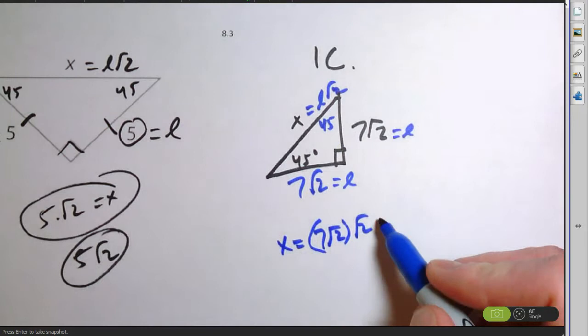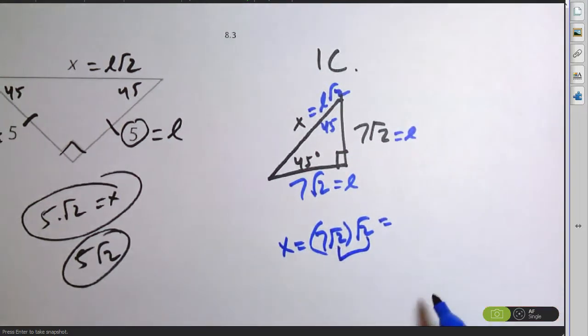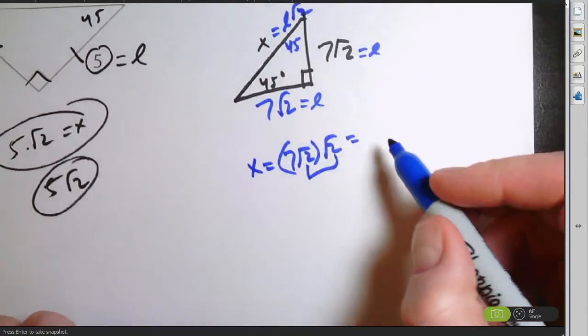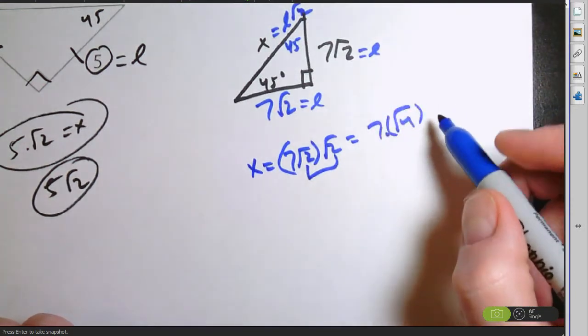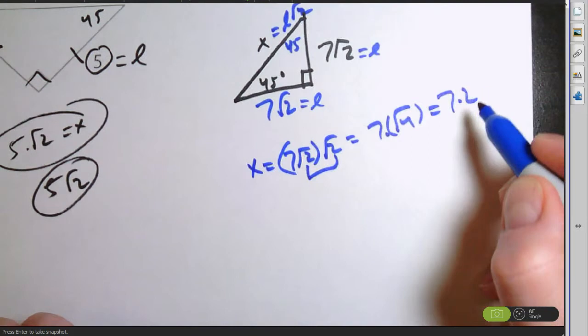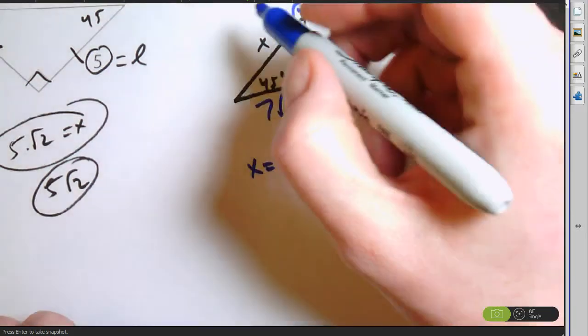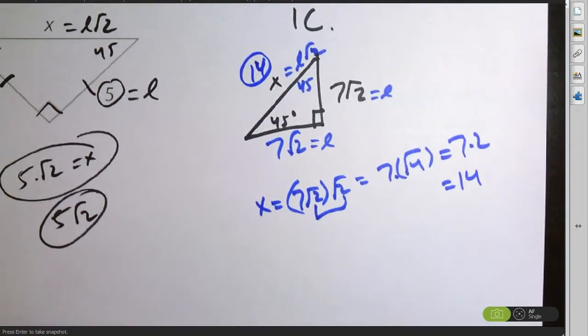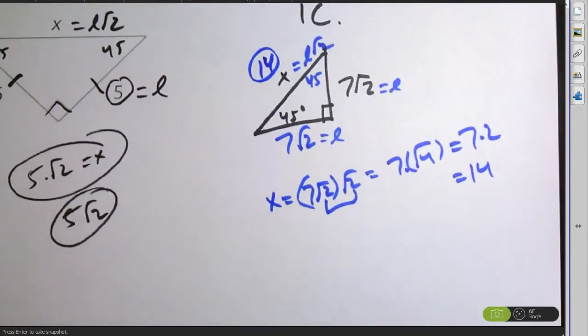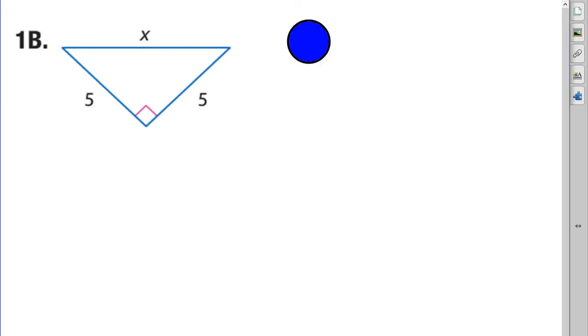Now what ends up happening is I can multiply radicals together. So root 2 times root 2 is really root 4. So 7 times root 4. Well, root 4 is really 2. So this guy ends up being 14 for the hypotenuse. Okay, and again, it's just memorization and then some arithmetic skills.